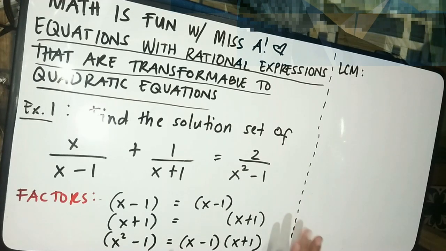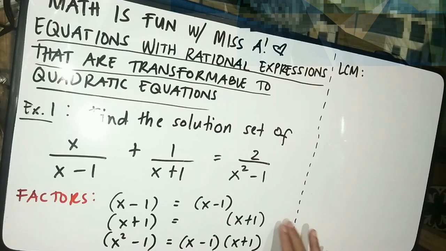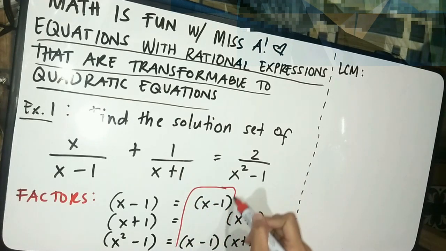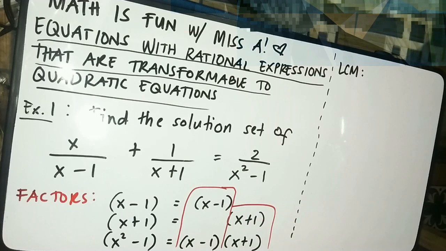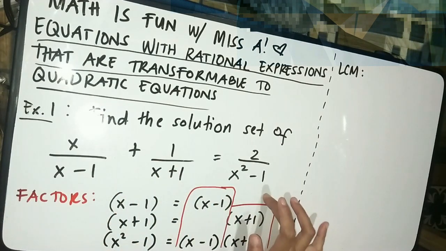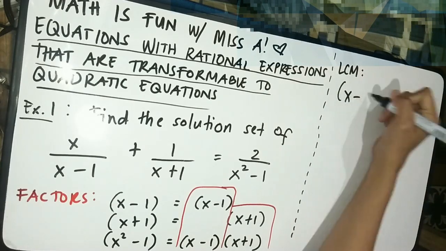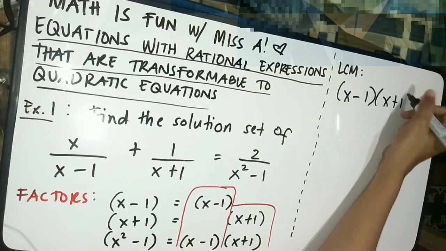And then right after listing down the factors, all we have to do is just to determine whether we have some common factors or mga non-common na factors. And obviously, dito meron, we have x minus 1 right here. And of course, yung x plus 1. So, ibig sabihin, ang LCM ng tatlong denominators na to, ng mga algebraic expressions ay yung product ng x minus 1 at x plus 1.